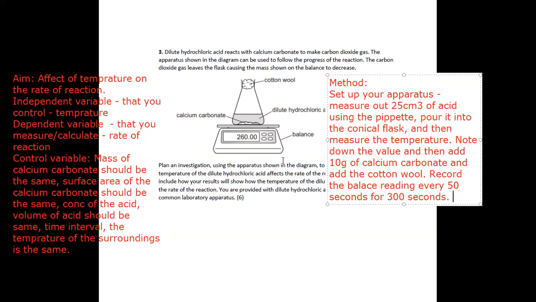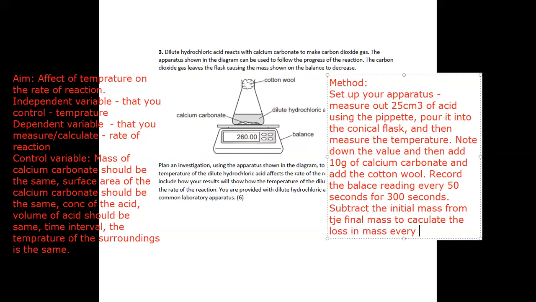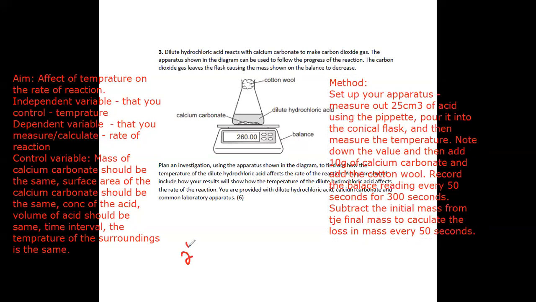Fine. So whatever the balance reading is, you're going to record it. Subtract the initial mass from the final mass to calculate the loss in mass every 50 seconds. So what's going to happen? Let's say at the start of the experiment, I had 260. After 50 seconds, the reading became 240. So what was the loss in mass? How much mass was lost? To calculate that, I will have to subtract them. So I will get 20.